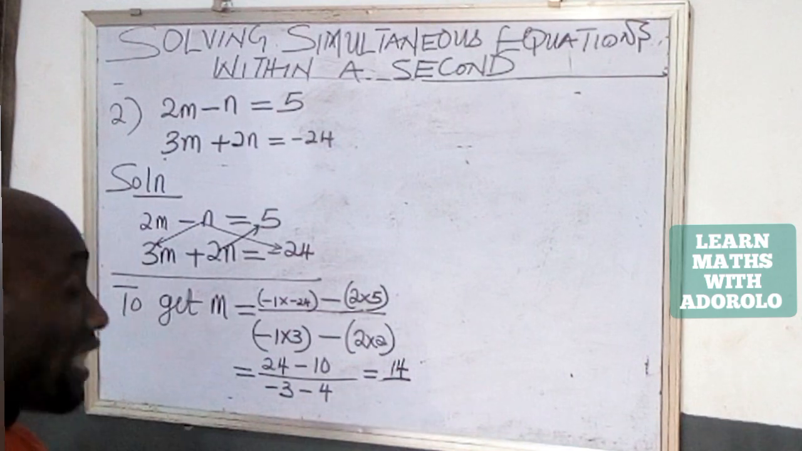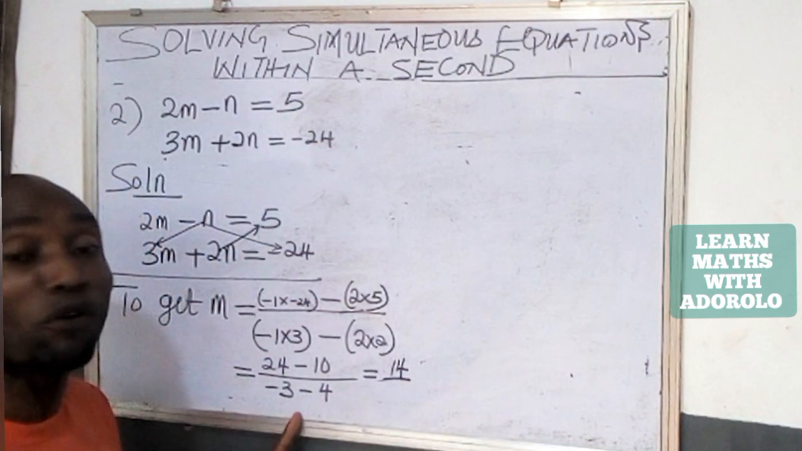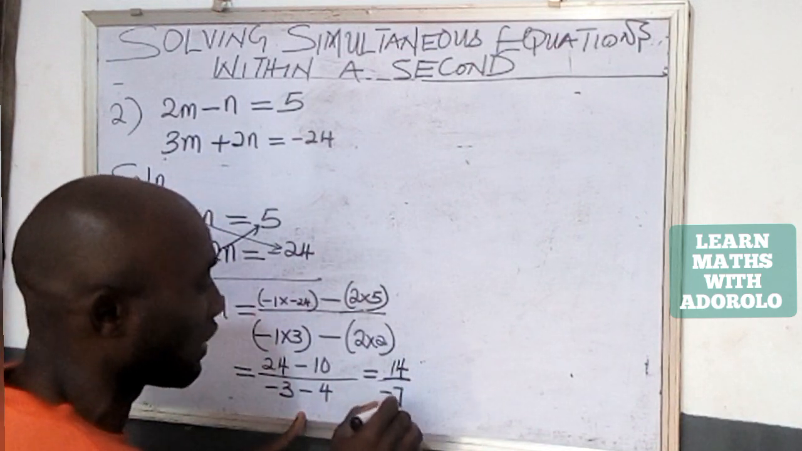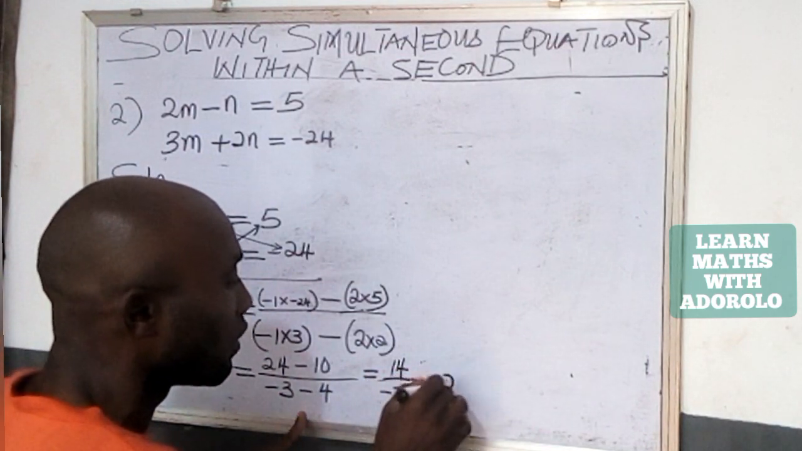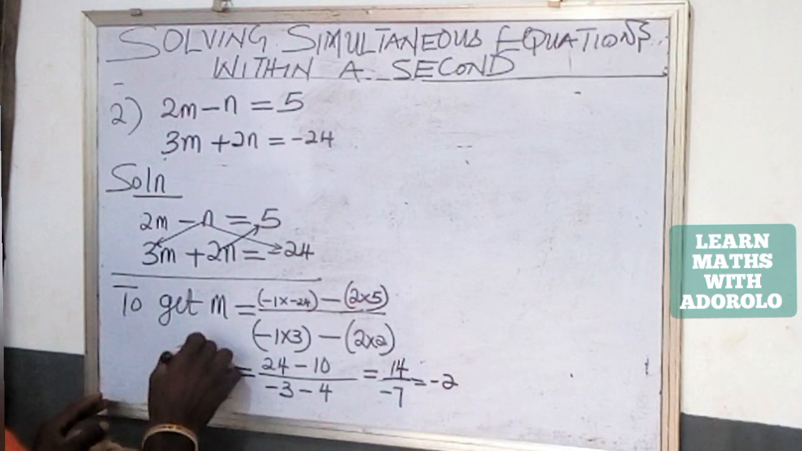You are owing somebody 3 naira. You are owing another person 4 naira. Total, you are owing what? 7 naira. What you are owing is what? Negative. So minus 7. This divided by this will give you what? Minus 2. The next thing for you to do is to get the value of what?